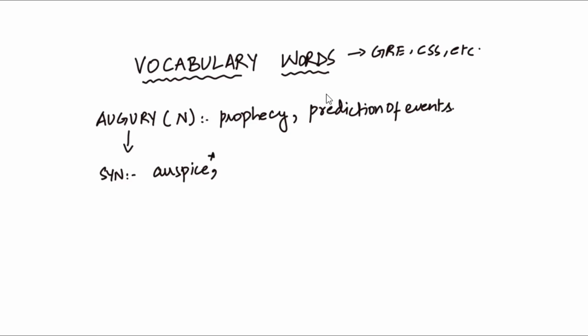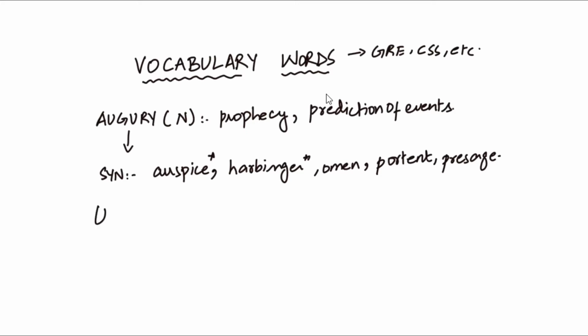Important: harbinger. It has been tested several times in the exams. Omen. Omen is an everyday word; most of us have used this. Portent and presage. So now, instead of just one word, we have learned 5 to 6 words.